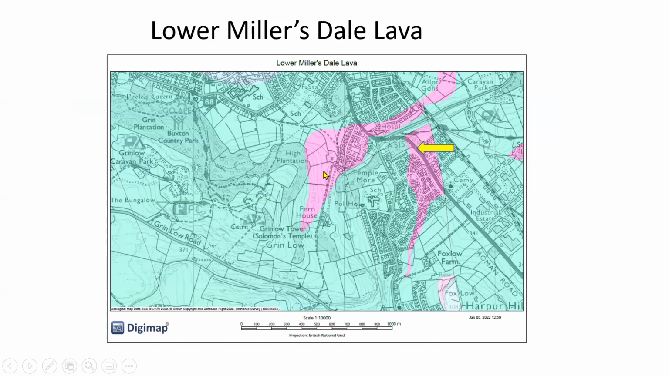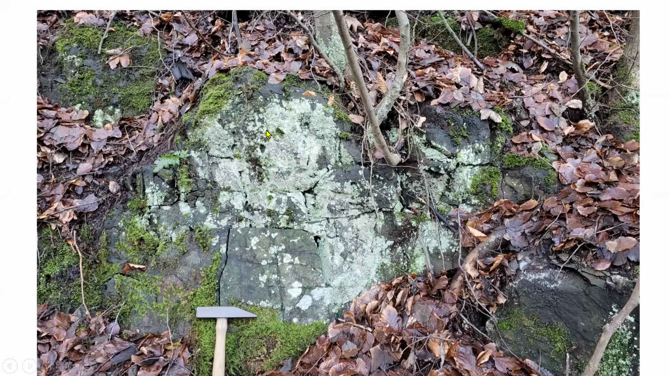Now, here's the outcrop, and if you're up at the temple, it forms the lava down. You can follow it down towards the Ashbourne Road. And if you go here, you can find an outcrop of it, but it really is a rock only a mother could love. Dull, grey, darkish rock, covered in lichen and mosses.